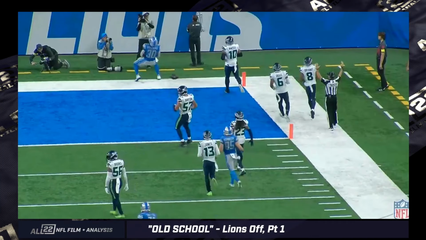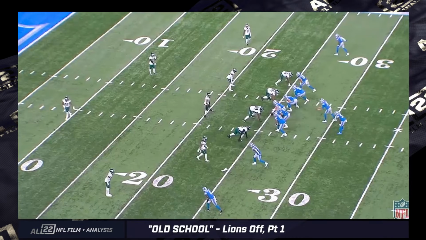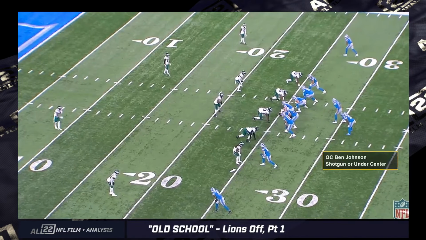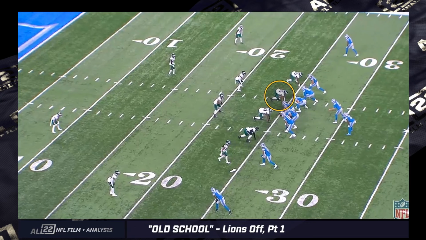Example of a trap concept, not necessarily the best one, nor is it the most unique one, because we were trapping a D end in that particular play. So one element of Ben Johnson's offense with the Lions is, I think, shotgun and under center stuff. There are some tendencies as far as run pass, but the concepts that he's running, at least run concepts, are consistent across shotgun and under center alignments. So it doesn't necessarily give the defense a tell or a tip as to what's coming.